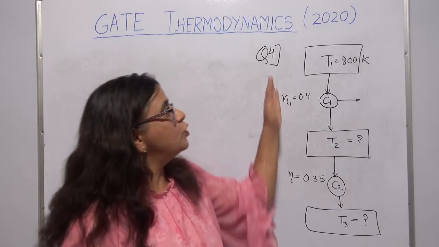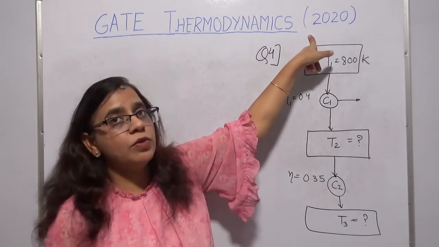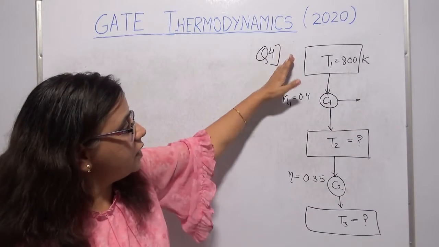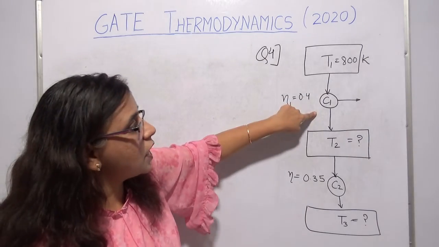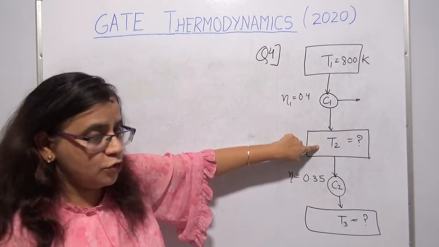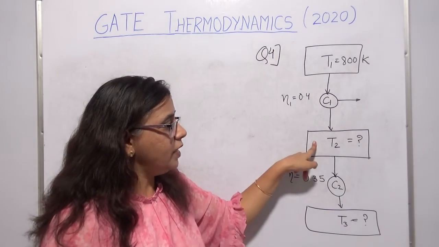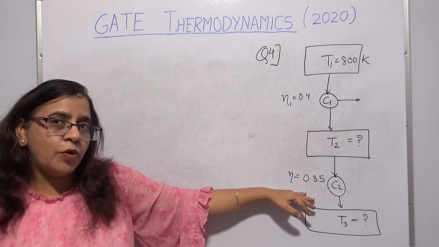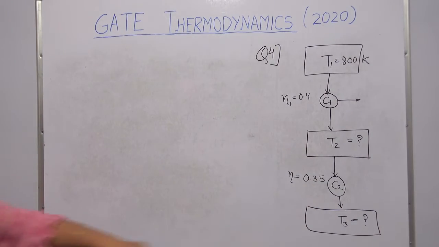So next we are going to solve question number 4. It's a very simple question, which appeared for 1 mark in GATE 2020. Here it has been given that you have two reversible Carnot engines. The first Carnot engine is operating between T1 and T2 and its efficiency is 0.4, and the second Carnot engine is operating between the two reservoirs T2 and T3 and its efficiency is 0.35. You have to find out T3. So how do you do it?